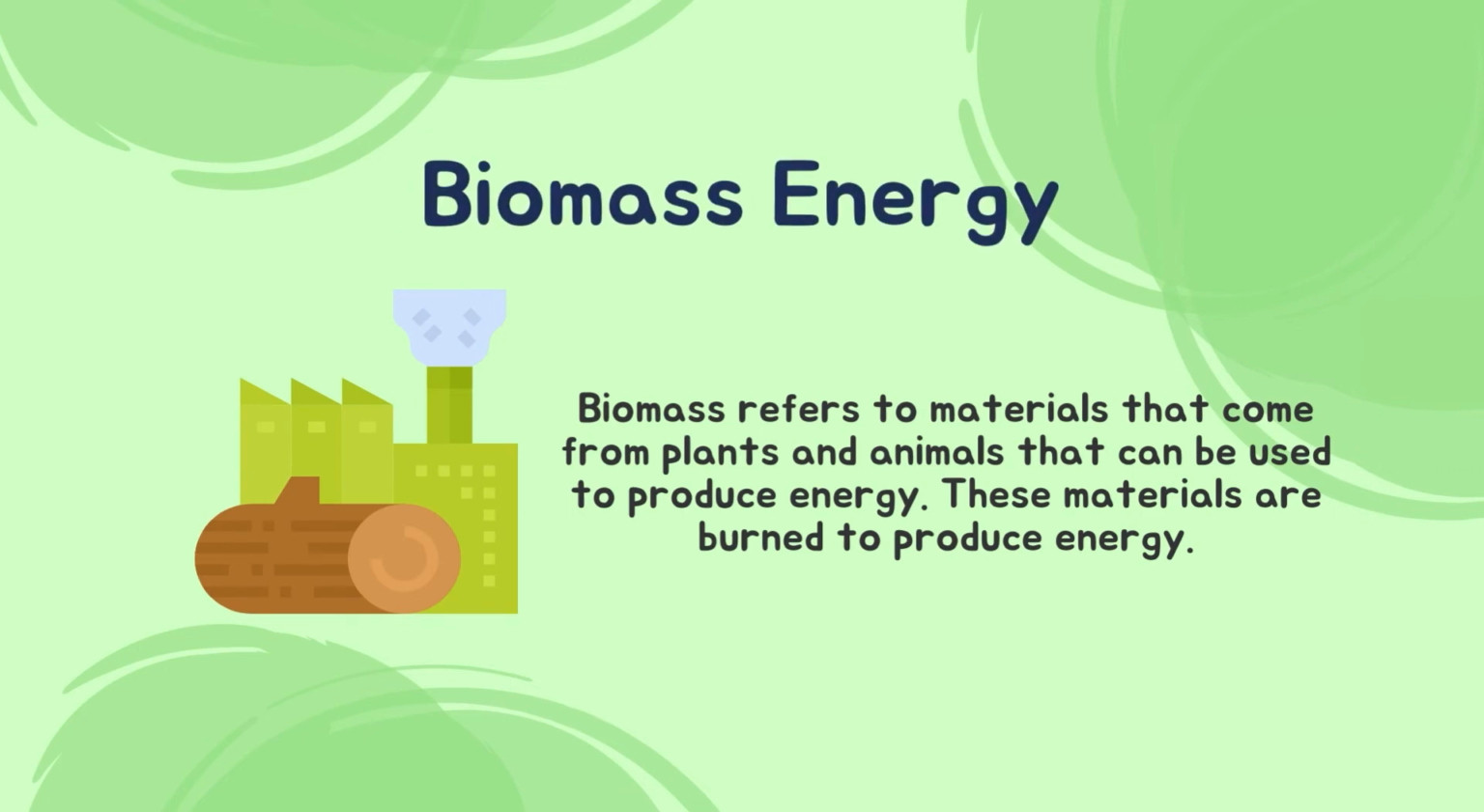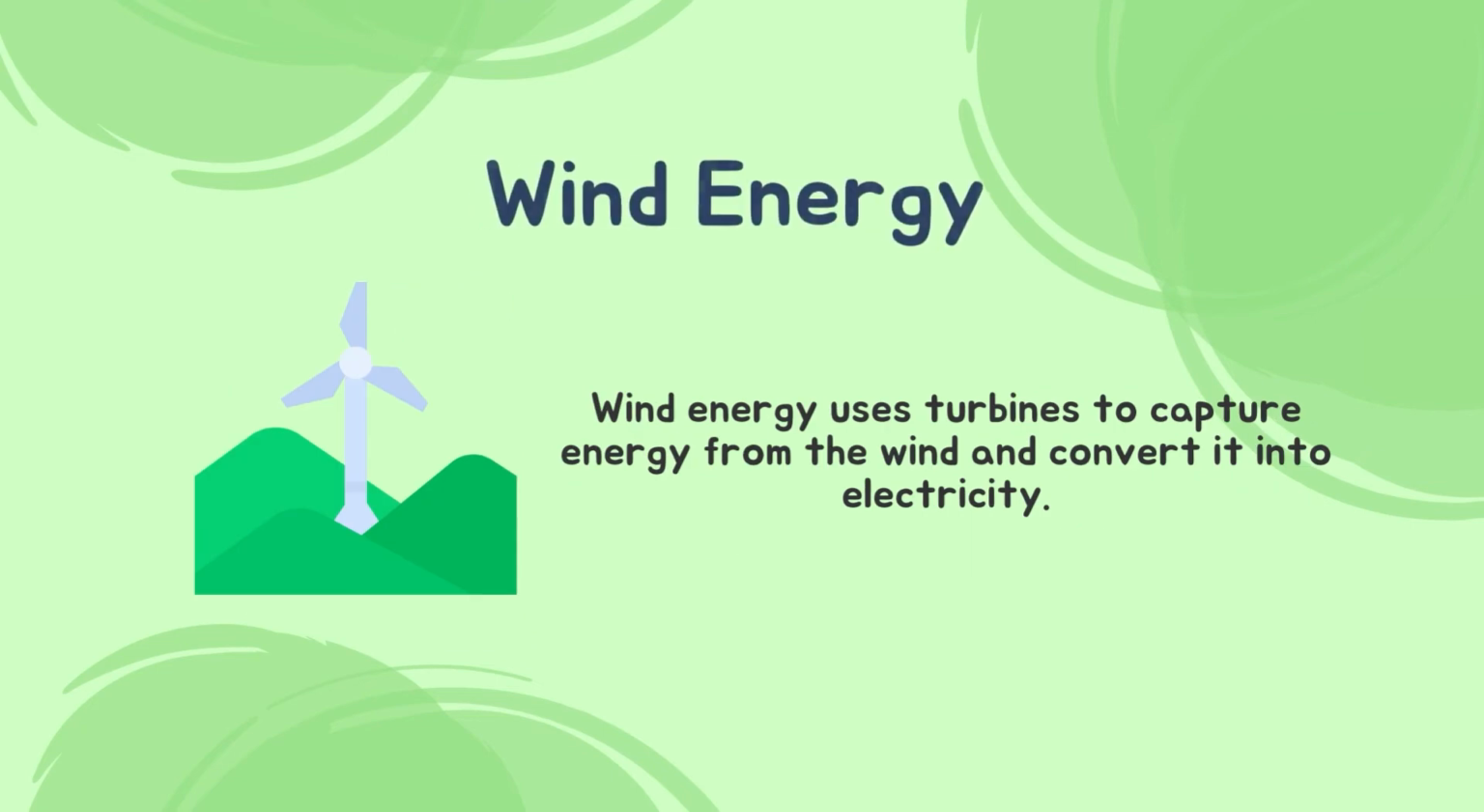Biomass energy. Biomass refers to materials that comes from plants and animals that can be used to produce energy. These materials are burned to produce energy. Wind energy. Wind energy uses turbines to capture energy from the wind and convert it into electricity.